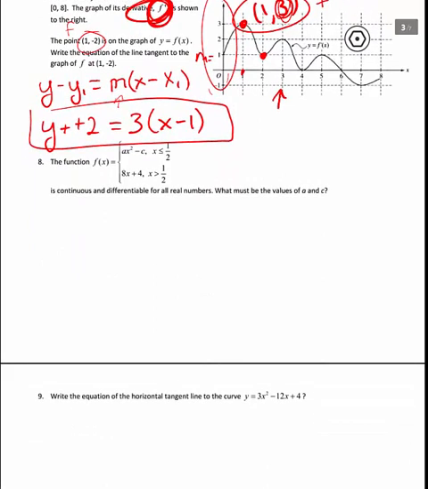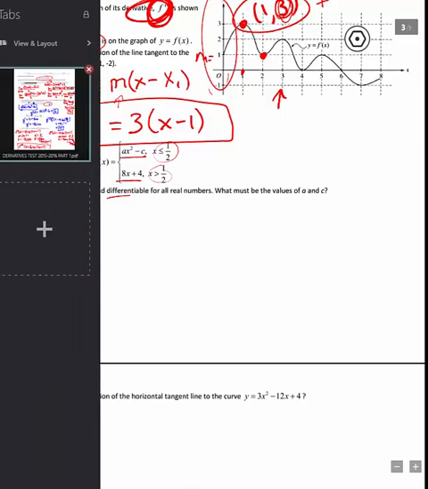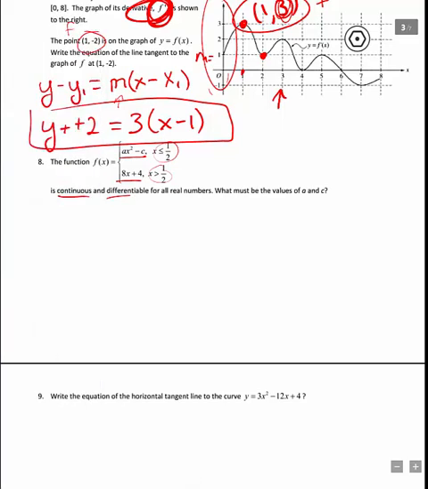Alright, question 8 tells us this is continuous and differentiable. If it's continuous, we can set those two equal to each other at x equals 1/2. So we're going to plug in 1/2, and we get a times (1/2) squared is 1/4, minus c equals 8 times 1/2 plus 4. That's 1/4 a minus c equals 8.